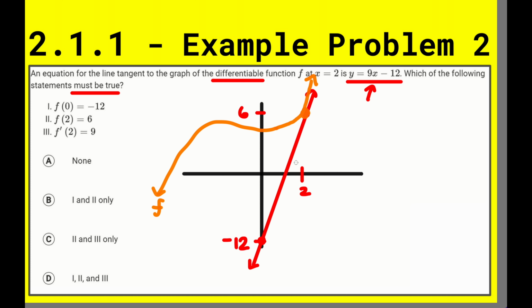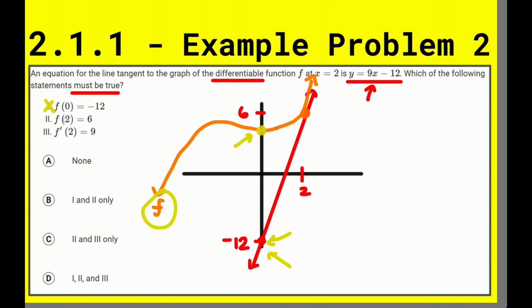And we have the tangent line right there for f, and let's try to answer this. So f of 0 equals negative 12. Well, here's f, and f of 0 is up here. It doesn't have to be negative 12. It could be, but it doesn't have to be. Remember, it says must be true. This does not have to be true, because you can see I made it 4 or something like that. I did not make it negative 12. I could have, but I didn't, so it's not must be true. It's not the answer for that Roman numeral 1.